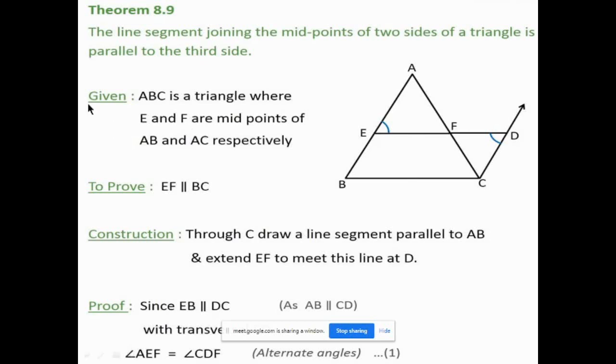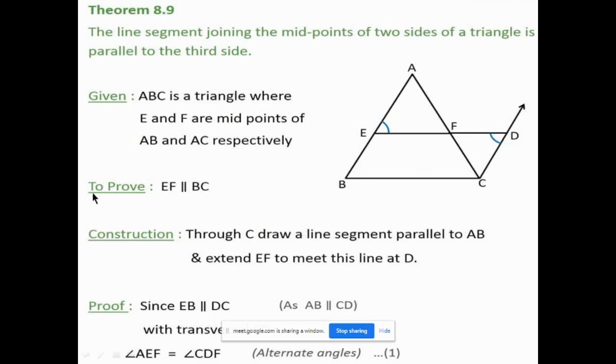Now, the first point when we prove any theorem is always the given information in the question. So here you can see in this theorem, in the form of a statement, we are given that ABC is a triangle where E and F are the midpoints of side AB and side AC respectively. In the figure you can see E is the midpoint of side AB and F is the midpoint of side AC.